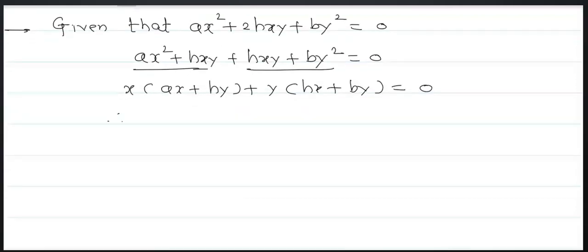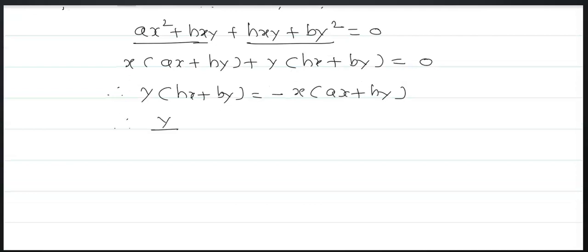Therefore, y in brackets hx plus by is equal to minus x in brackets ax plus hy. Therefore, y upon x is equal to minus (ax plus hy) upon (hx plus by).